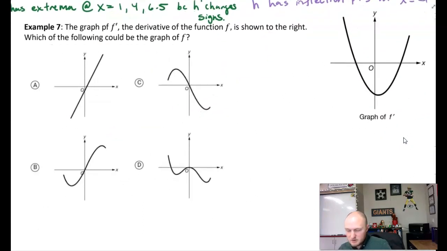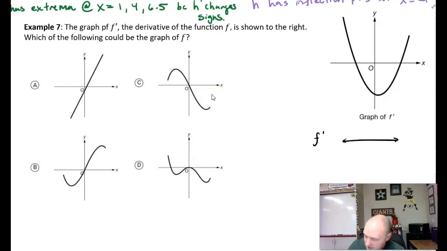Now let's work from information given in a graph to identify an original function. So here are some multiple choice questions that you may see on the AP exam, and they say, given the graph of f prime, the derivative of the function f is shown to the right. Which of the following could be the graph of f? Okay, so here I have f prime, and they want us to find what f is. Well, I think it's important to take f prime and make a sign chart and just go ahead and interpret it.